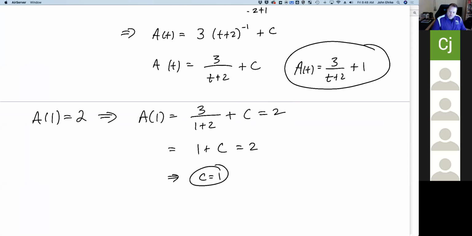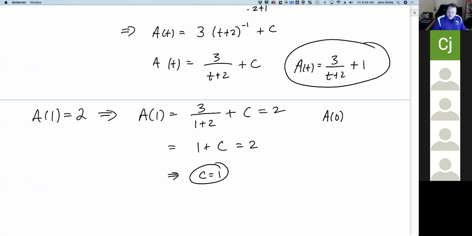That's the model. So in particular at A0, that would be 3 halves plus 1, which is 2.5. So initially the wound was 2.5 centimeters squared in area. And after 4 days, we would expect it to be 3 over 4 plus 2, which is 6, plus 1, which is 1.5. So after 4 days, we would expect it to be 1.5 centimeters squared in area.